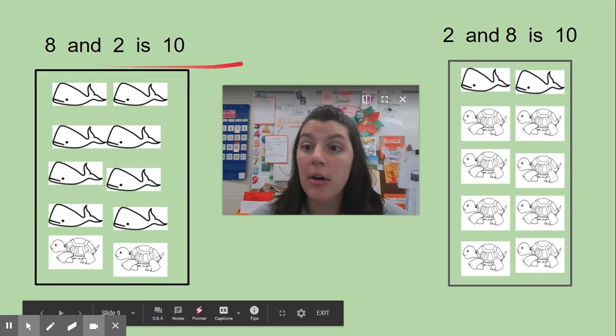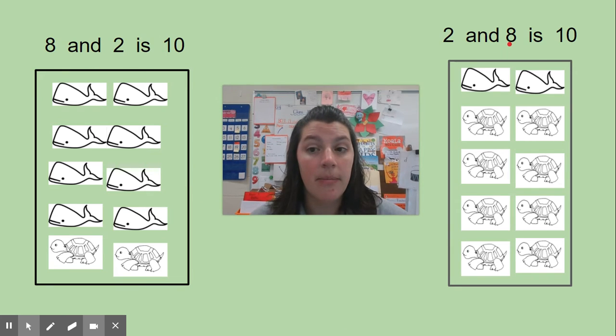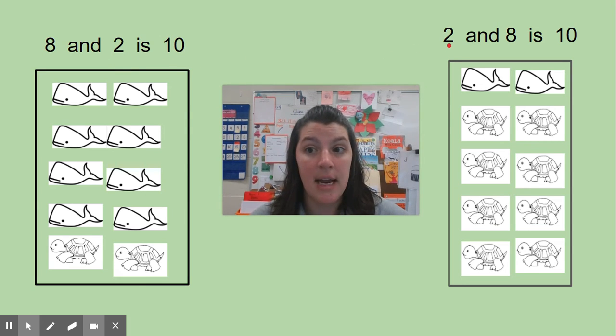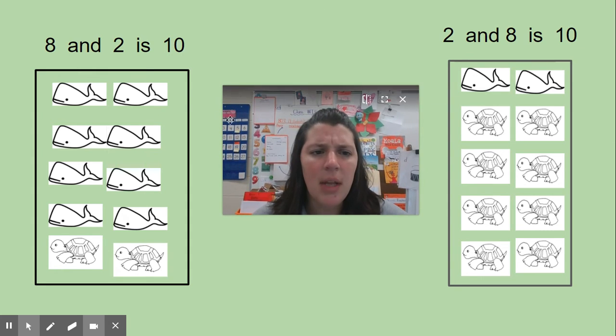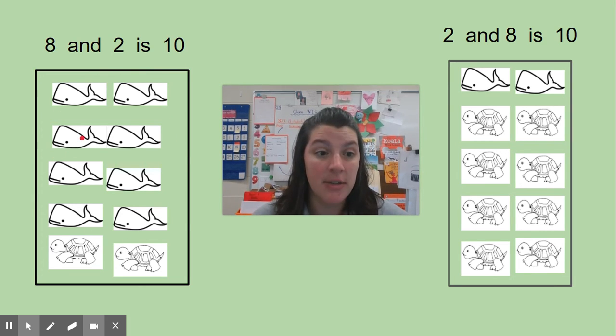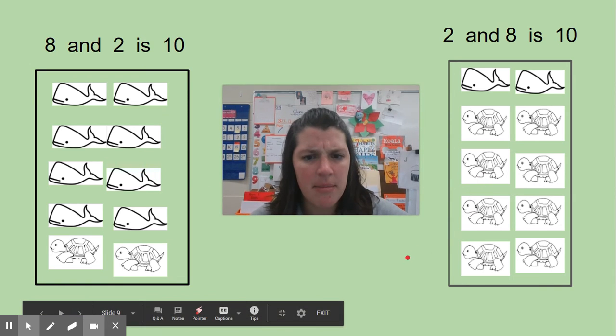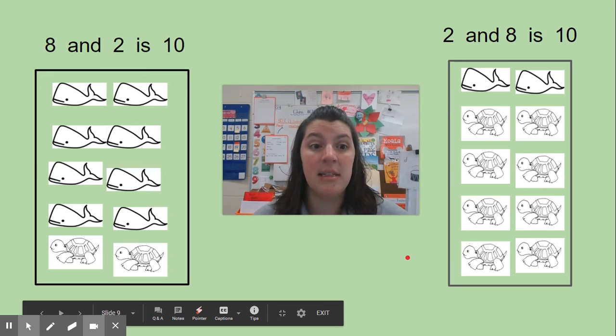There's an 8 here and an 8 here. You're right. And there's a 2 here and a 2 here. That's the same. And there's a 10 here and a 10 here. So our numbers look the same. But do our numbers represent the same thing? This says 8 whales. Over here, it's 8 turtles. Is that the same? No, they represent 2 different things in this problem.